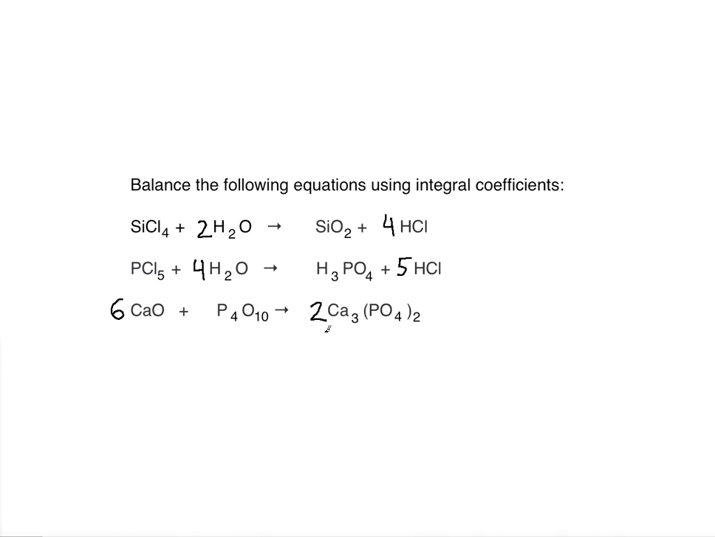So actually we don't need to do anything else because everything else agrees. We have 16 oxygen atoms, 6 plus 10, good. We have 4 phosphorus atoms, good, that agrees here. And we have 6 calcium atoms, 2 multiplied by 3, which is exactly here. Right, so it's all good.